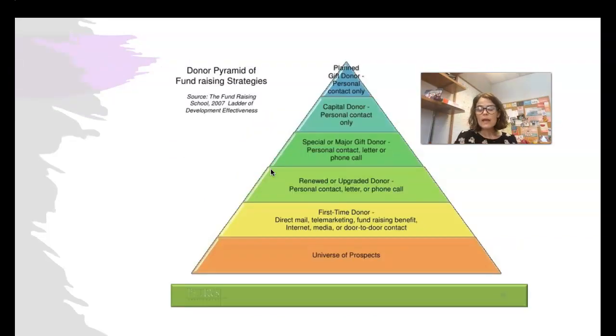Once we have identified prospects and started, we want to work up the ladder. So here is this reverse pyramid. We have the universe of prospects. And as I said, how do we create a relationship? Some of this overlaps, but oftentimes when we're recording that first-time donor, it could be through direct mail, telemarketing, a fundraising benefit, social media posts, social media ads, just raising awareness, or maybe the fundraising benefit is something that's really fun for them.